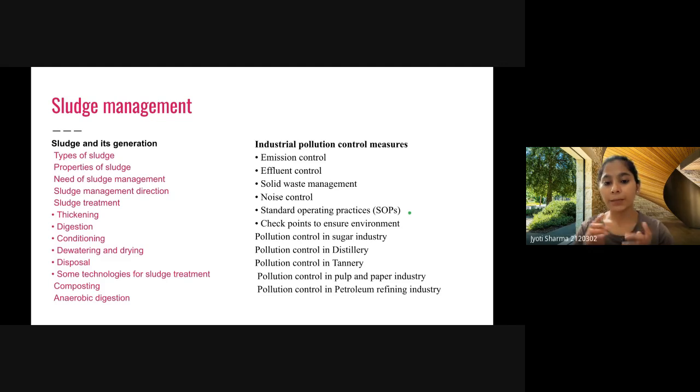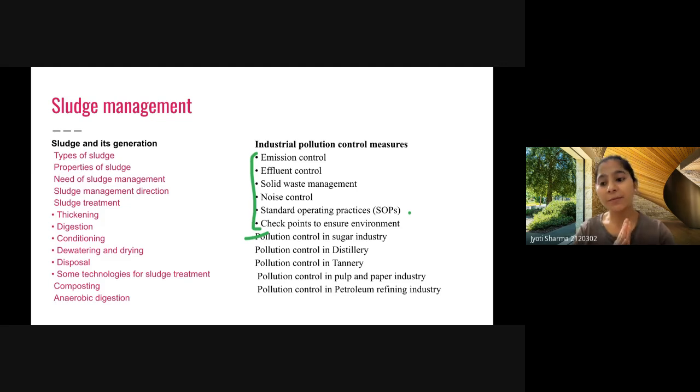But before going one by one through these industries, from sugar to petroleum, we first have to see emission control, effluent control, then solid waste management, noise control, and some SOPs, and even a checklist. So before going to the industries one by one, we have to cover these bullet points. First we will cover these bullet points, then we will go to the sugar industry.